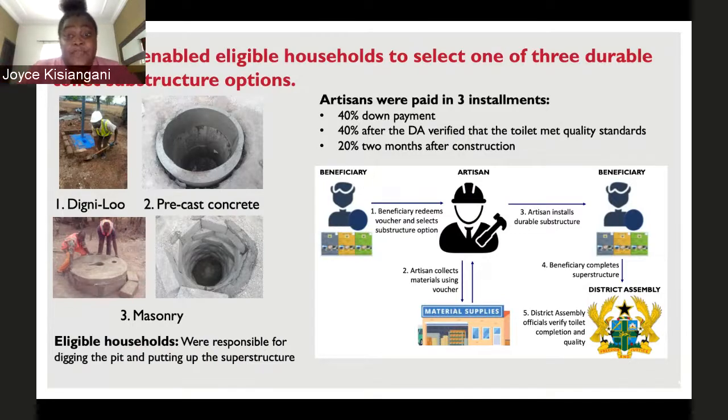So the artisans were paid in 3 installments, 40% down payment before they began substructure construction, 40% after the district assembly official verified that the toilet that they constructed met quality standards, and this meant that the latrine had a durable substructure and had full walls and a roof, and then they were paid 20% 2 months after latrine construction if nothing happened to the toilet.